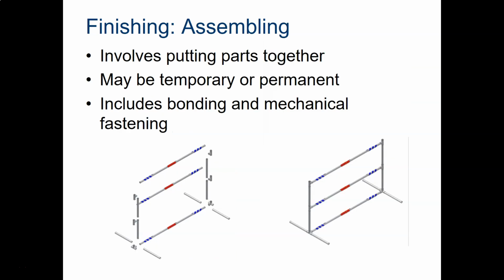Another type of finishing is assembling. This PVC pipe dog agility jump uses mechanical fastening. Mechanical fastening might be temporary, as in the case of the dog jump, so that it can be changed. In this example, the size of the dog using the jump will determine how high to set the jump. Mechanical fastening can also be permanent. If, for example, you have a large dog and you want the jump to stay at a certain height, it can be held together with screws.